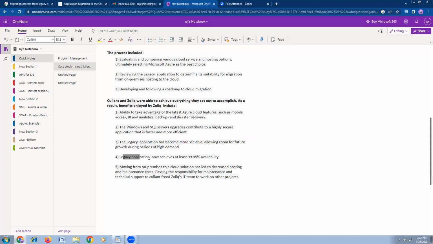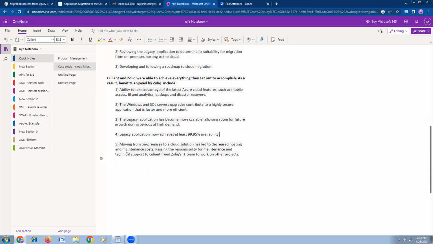Next, the legacy application now achieves at least 99.99% availability, right? So this is also one more aspect. Now, last but not least, moving from on-premises to a cloud solution has led to decreased hosting and maintenance cost. When you are providing an application from on-premises to a cloud solution, what is the advantage here? The advantage is that the hosting and maintenance cost will come down, because the cloud service provider provides services at an economical cost, right?